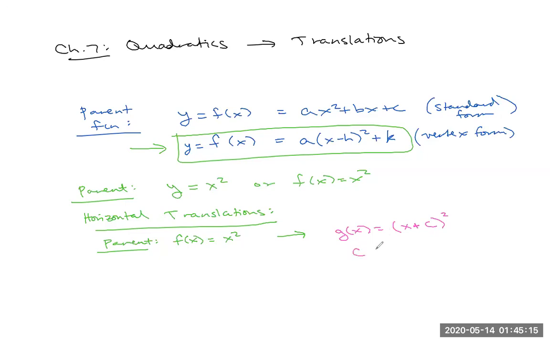So if c is greater than 0, you move to the left by c units. And if c is less than 0, you're going to move right by c units. Okay, let me save this picture.